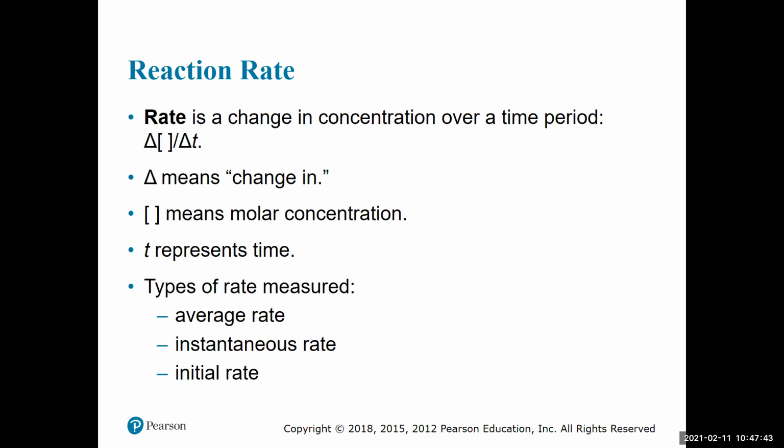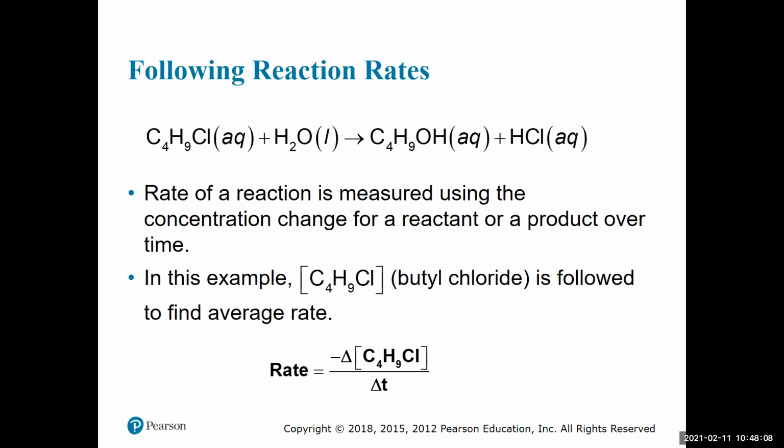And then the initial rate is the rate at time zero. With reaction rates, they go down with time typically. And so while you can do average rates, you're more likely to do instantaneous rates and then initial rate, because that's typically the highest rate. That's the one that people are often interested in. So let's take a look at an example here.